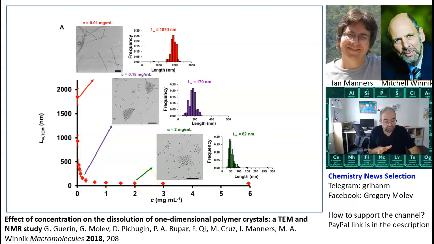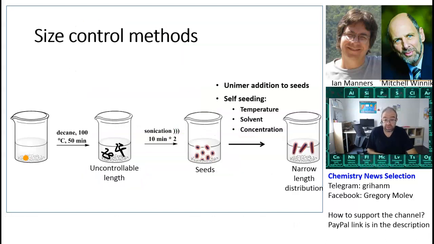Just to summarize what I told you till now before we go to the actual new publication from Ian's and Mitch's group. So there are several size control methods I showed. So first, in all of them, you first have to dissolve the block copolymer, and get the micelles of different lengths. Then you have to sonicate, to get the seeds. Then you can either add more block copolymer to the solution to get those micelles, or we can do the self-seeding, controlled either by temperature or by solvent, THF addition, or by concentration.